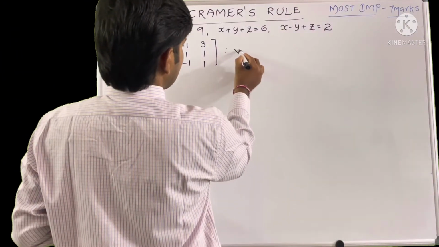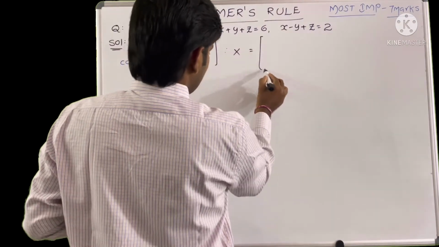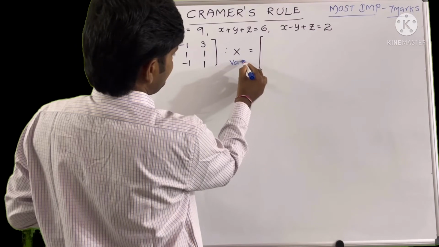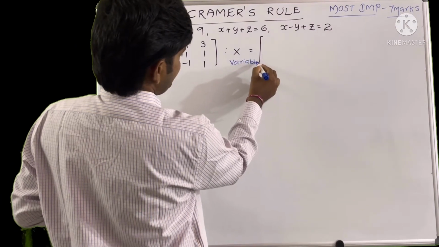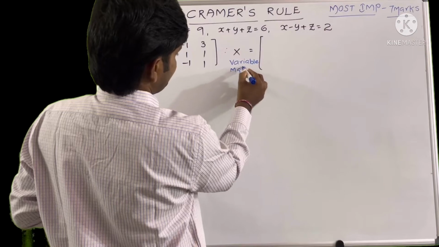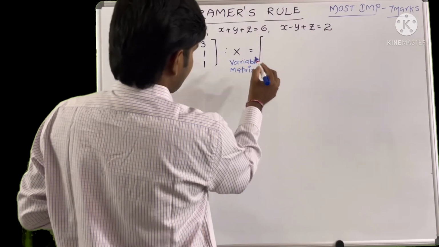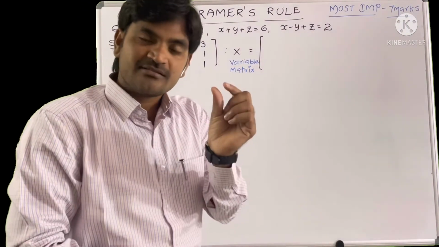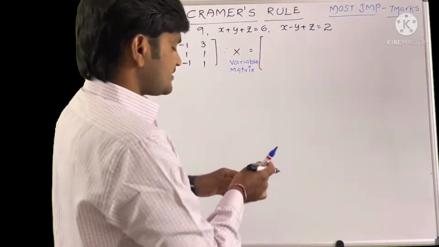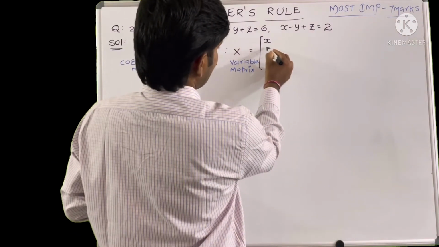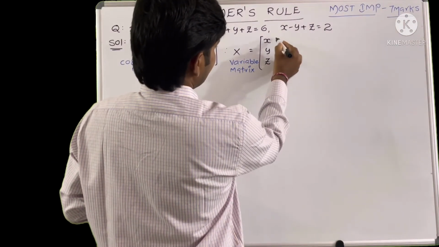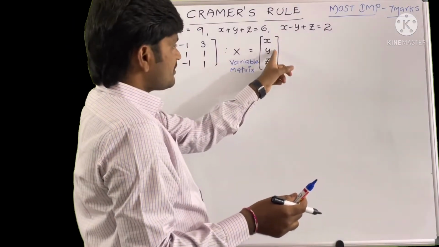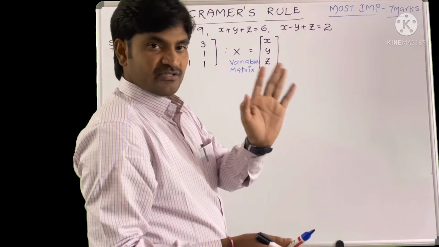Next we write X value. X is variable matrix. For all Cramer's rule problems, X value is fixed. That is x, y, z. So here this is capital X. These are all small x, y, z, small values.